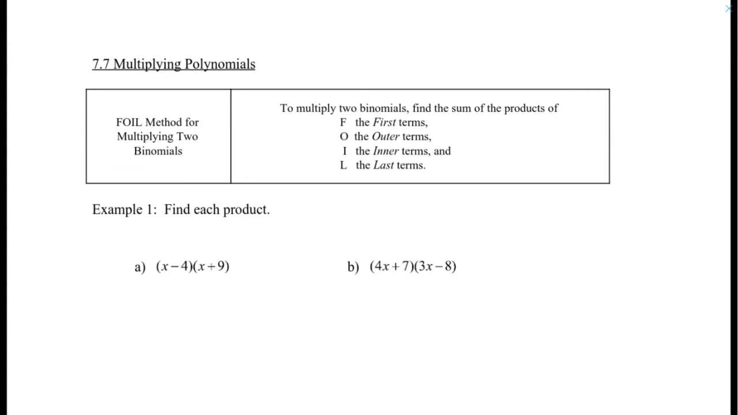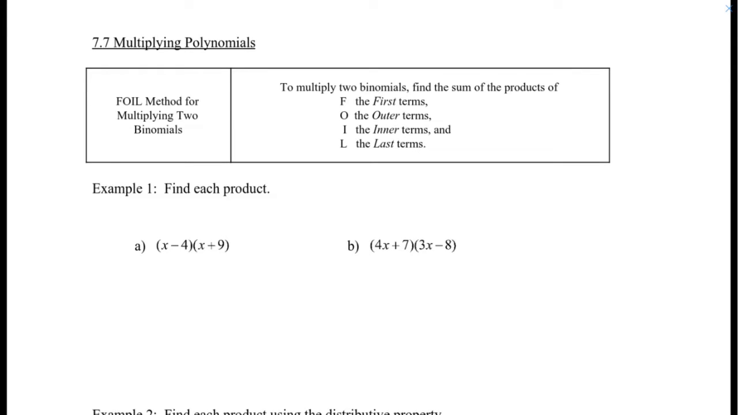So multiple terms times multiple terms. The first way that we're going to talk about is through a method called FOIL. Now, we're going to talk about kind of other ways to do this. This is just one way to remember how we can multiply 2 binomials. So FOIL, basically what that means. So F stands for first terms.